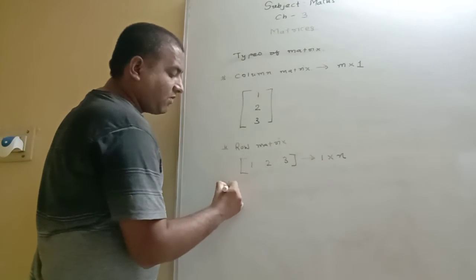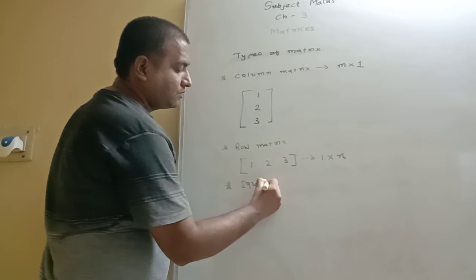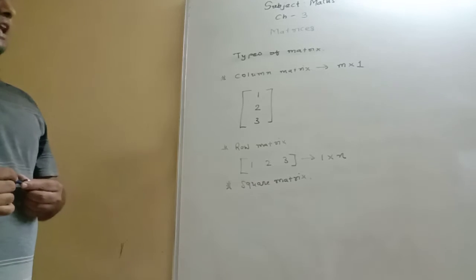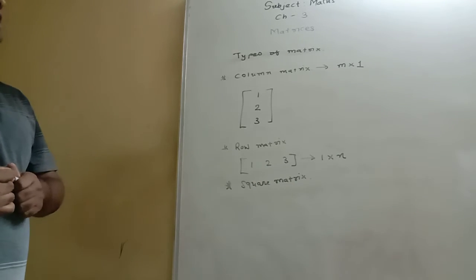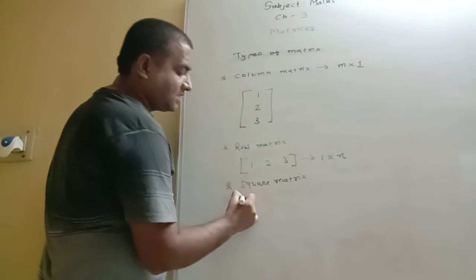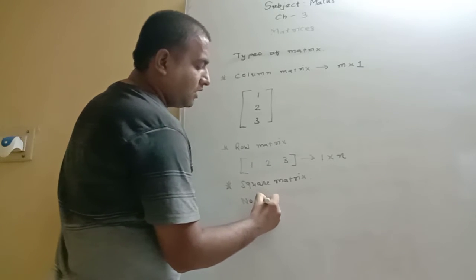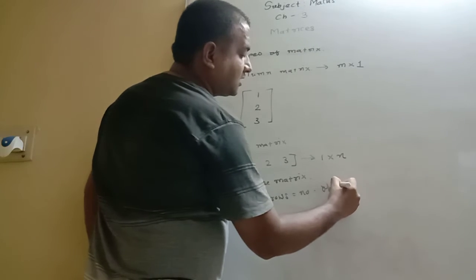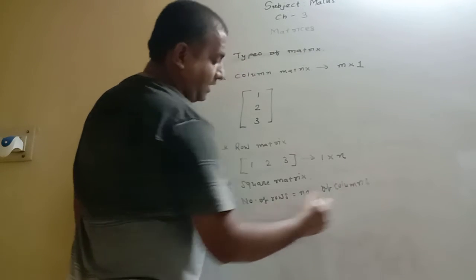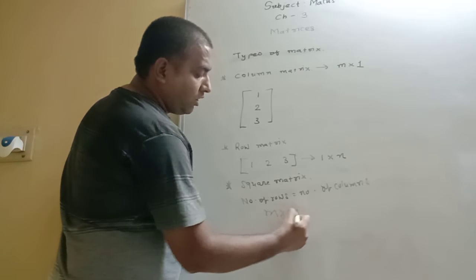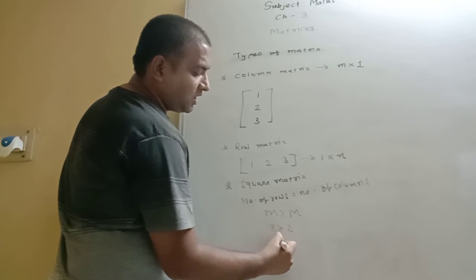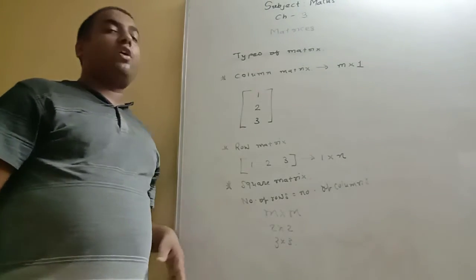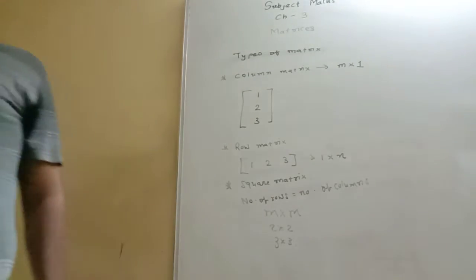Now the square matrix. We know that in a square both the length and breadth are equal. In the same way here, any matrix which has number of rows equal to number of columns, that is m cross m, or 2 cross 2, 3 cross 3, where the number of rows and number of columns are equal, is called a square matrix.